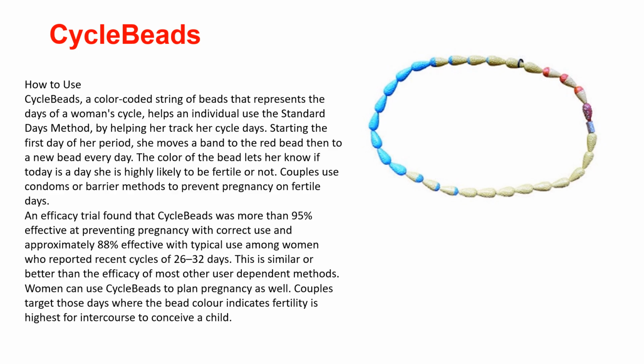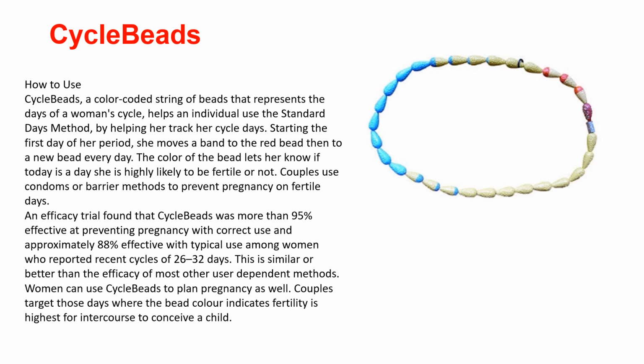Cycle beads. How to use. Cycle beads, a color-coded string of beads that represents the days of a woman's cycle, helps an individual use the standard days method by helping her track her cycle days. Starting the first day of her period, she moves a band to the red bead, then to a new bead every day. The color of the bead lets her know if today is a day she is highly likely to be fertile or not. Couples use condoms or barrier methods to prevent pregnancy on fertile days.